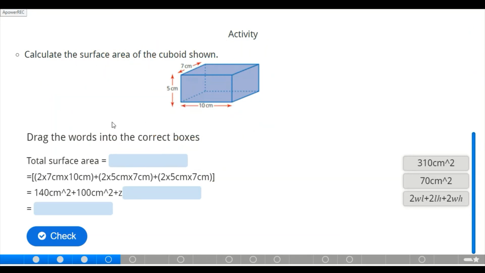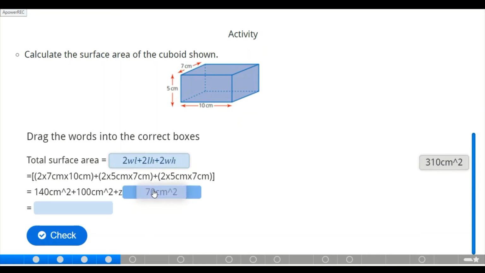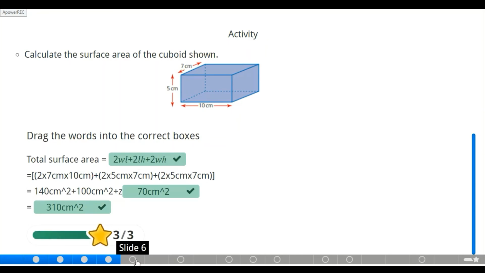So let's quickly put the solution there into the right boxes. The formula for calculating the total surface area is 2WL plus 2LH plus 2WH. And by the time we add, what is missing here? 2 times 5 times 7, that's what? That's 70 centimeter, okay? And by the time you add 140 centimeter square plus 100 centimeter square plus 70 centimeter square, then we have 310 centimeter square. And that is the total surface area of the cuboid that we have seen there, okay?